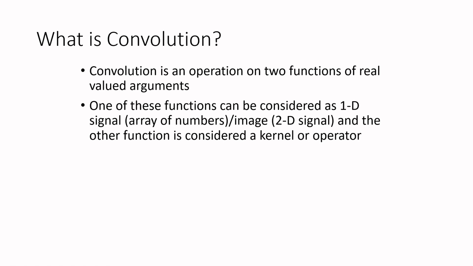That means there are two functions that are involved. If you are talking of pictures, then both these functions are two-dimensional functions. If you are talking of one-dimensional arrays, then both these functions are one-dimensional functions. Typically, one function is called a signal function, and the other function is called a kernel or the operator function.